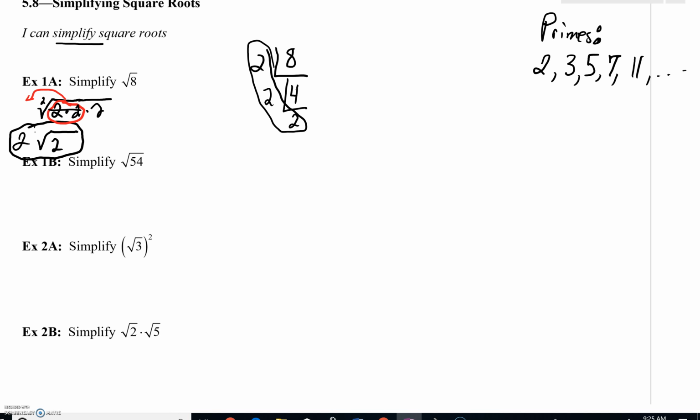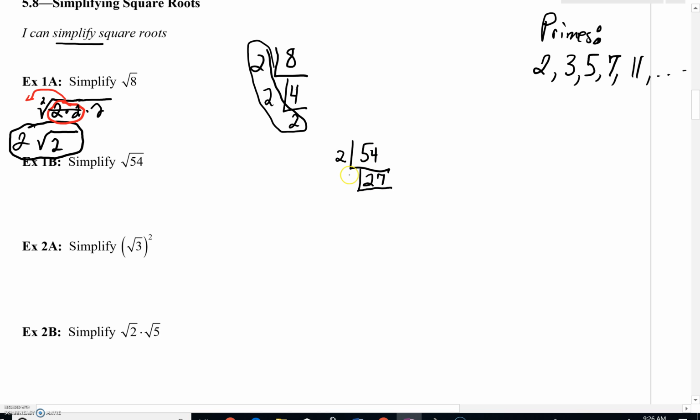Let's take a look at the 54, the square root of 54. You might wonder if we can break that down. Always start with a 2, see if this number is divisible by 2. 54 divided by 2, well, either in your head or through a calculator, you can see it's going to be 27. And is 27 divisible by 2? Well, no, it's an odd number, so it's not.